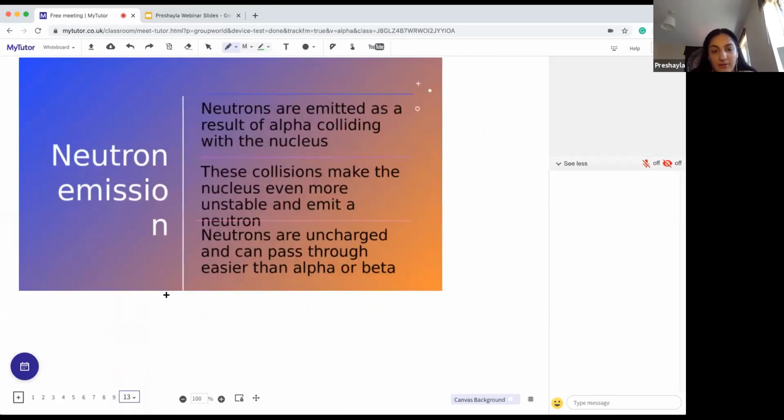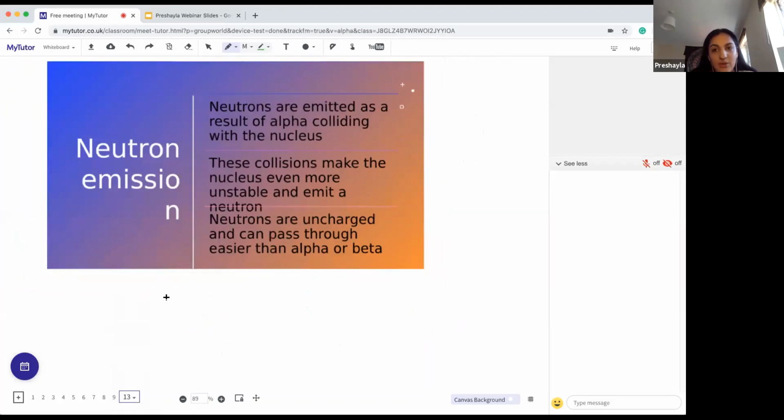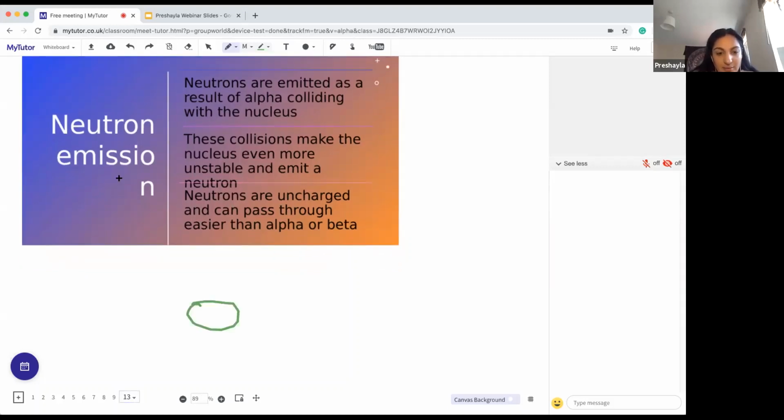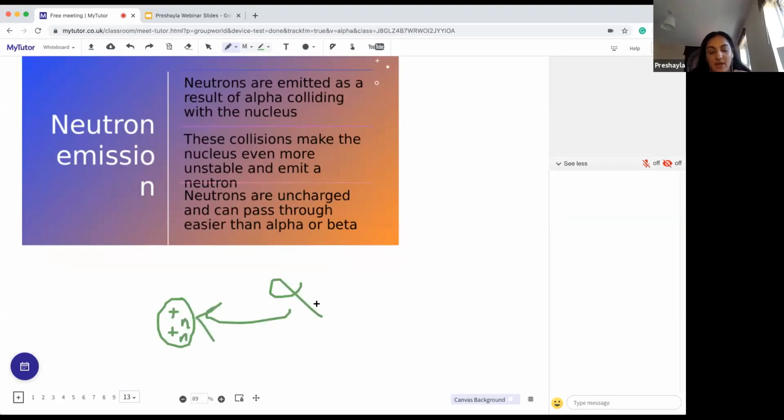Now we have another one, which is not one of the formal ones. You still have alpha, beta, and gamma, but we have another one, which is less common. This is called neutron emission. Neutrons are emitted if an alpha particle collides with a nucleus. The nucleus is made up of protons and neutrons. So this is our nucleus, and an alpha particle comes in and bombards it. If that happens, a neutron goes flying off.